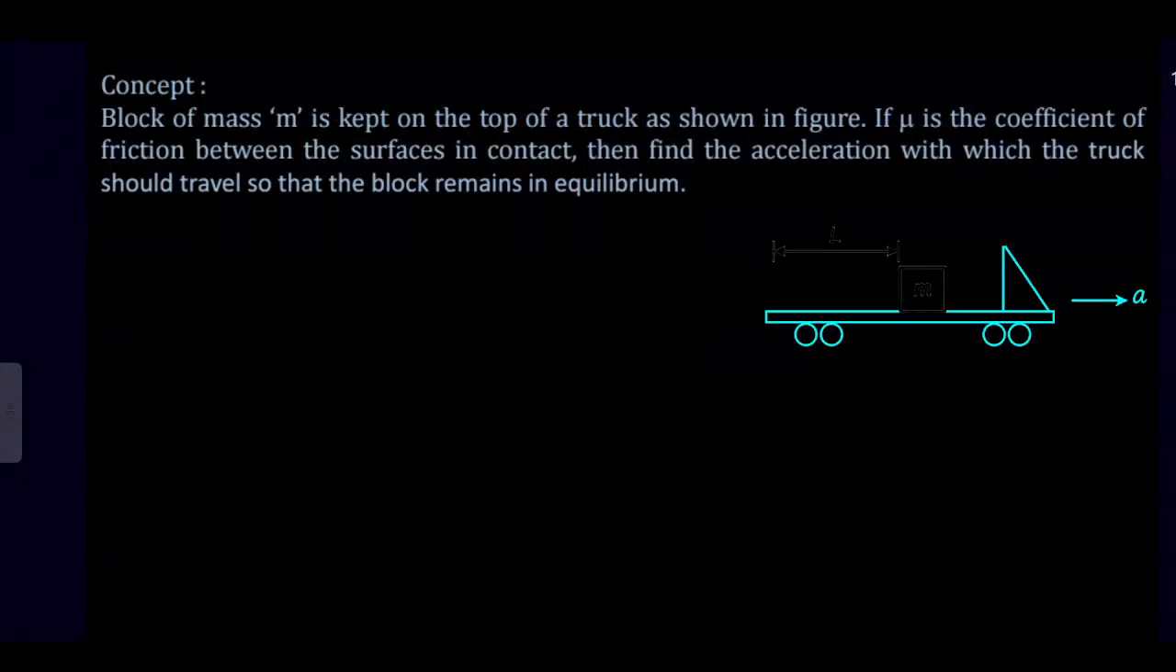Now, see in this case what happens. The truck is moving with some acceleration. Let us see what forces are acting on this block. First of all, the weight of this block acts in the downward direction. This is mg. And we have a normal reaction in the upward direction.